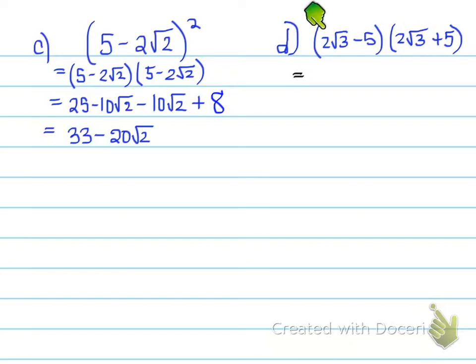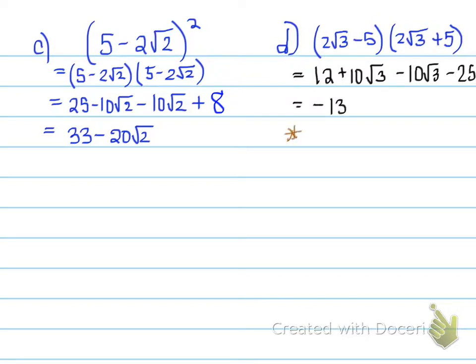Next one. 2 root 3 times 2 root 3 is 4 root 9. 4 root 9, folks, is 4 times 3, which turns into 12. 12 plus 10 root 3 minus 10 root 3 minus 25. Collect the like terms and you get minus 13. Why? Because these two cancel each other out and there's nothing left. So we do not write anything when we have 0 of something.